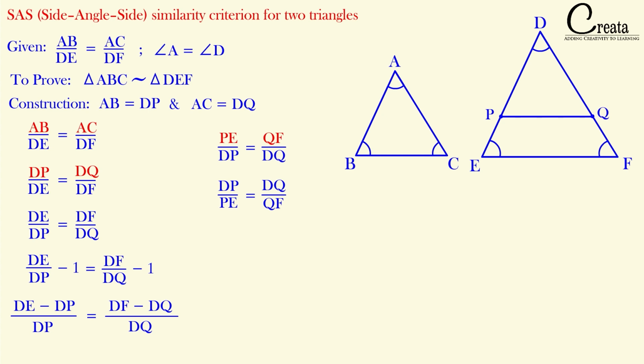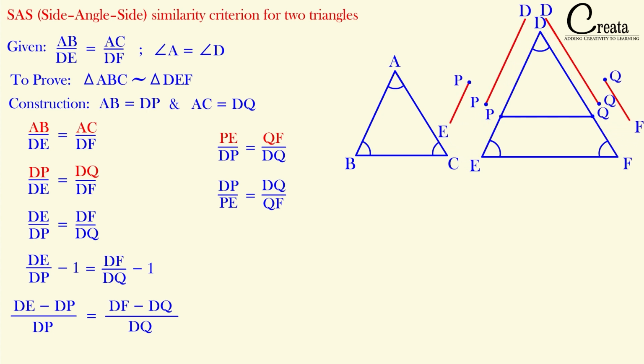Are you matching with the previous two theorems? The steps are almost similar. We have to take the equation, we have to do the inverse, we have to add one or subtract one, again we have to do the inverse. So the steps are almost similar. Let's move further. We got DP upon PE is equal to DQ upon QF.